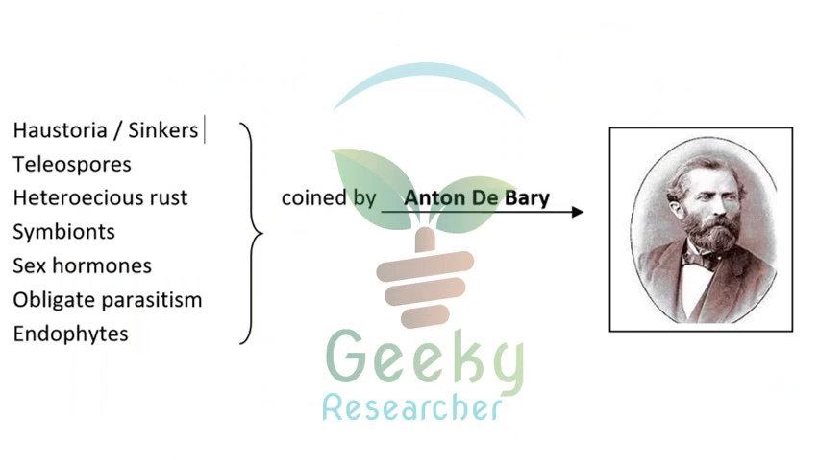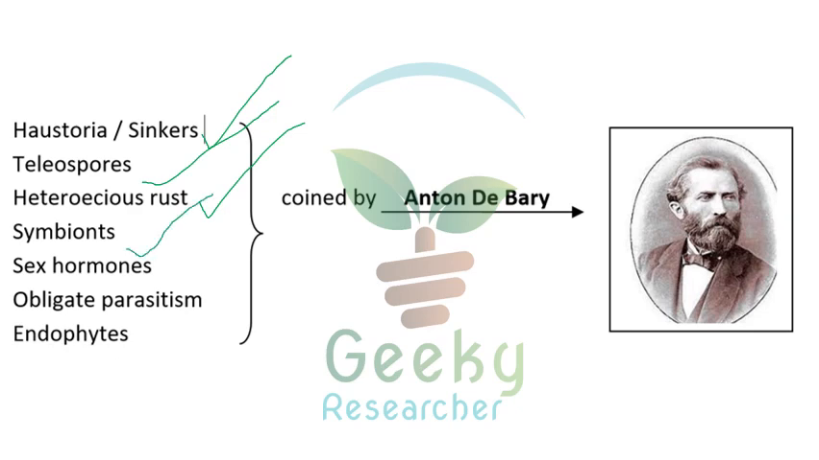And one important thing we need to discuss here is some technical terms. Haustoria, otherwise called sinkers. We know very well what haustoria are: the nutrient absorbing organ of fungi is called haustoria, otherwise called sinkers. Teleospore, that is produced in the rust life cycle. Heteroecious rust, autoecious and heteroecious rust. I will tell you what autoecious and heteroecious rust are in the later slides.